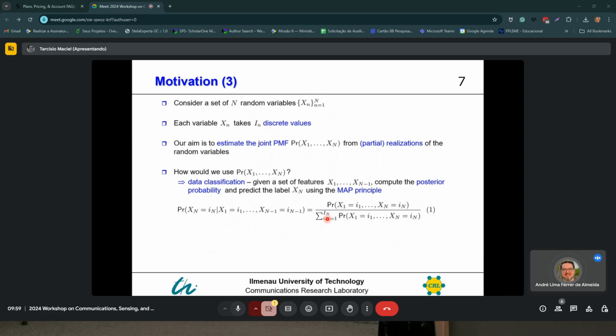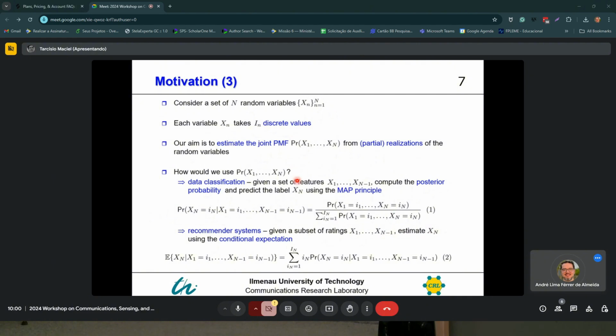Right? So this index capital N ranges from 1 to capital IN, of course. And this is called marginalization, okay? And then, of course, in data classification, we can look at all of these conditional probabilities for all possible values of IN, and then, for example, select the maximum. Or we could, in a recommender system, given a subset of ratings, x1 through xn minus 1, estimate xn using the conditional expectation.